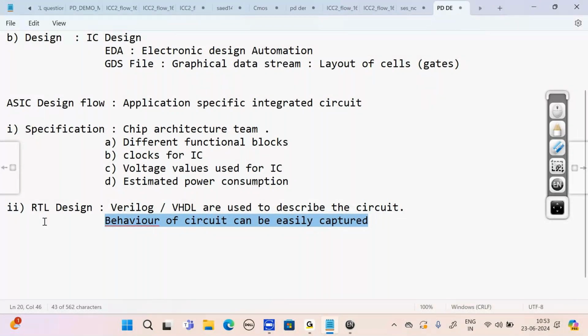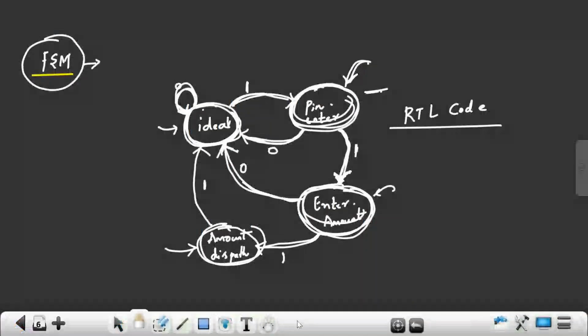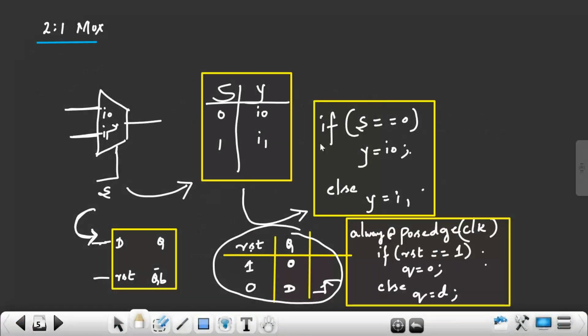Now your design is in what form? Yes, it is in RTL form, or I can say it is in behavioral form. It's not even in circuit form. This Verilog code is not a circuit. It is just the behavior of a mux, or the behavior of a D flip-flop. Now your design is in the behavioral form, not in the circuit form.